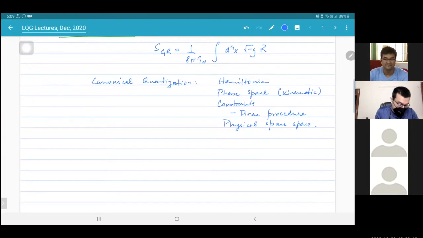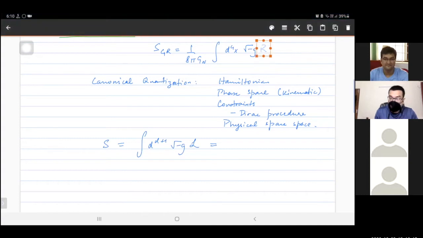Now the way you obtain a Hamiltonian is that you have some action, and your action is some integral of some Lagrangian, right? Now, the problem is that the Lagrangian that we have up here is something that should be defined on a three-dimensional manifold. We don't have that yet because this Ricci scalar doesn't make any reference to any three-dimensional manifold.